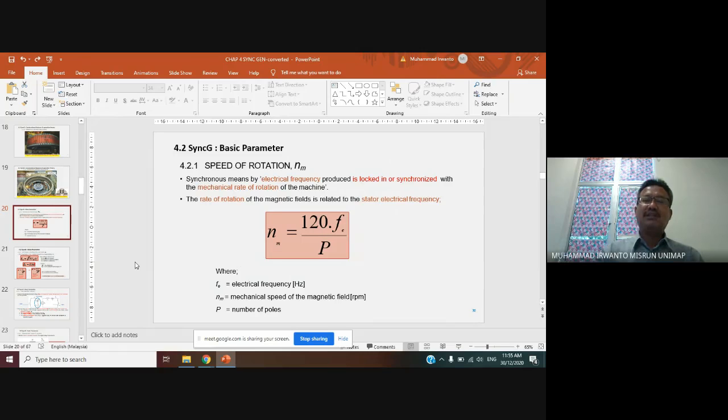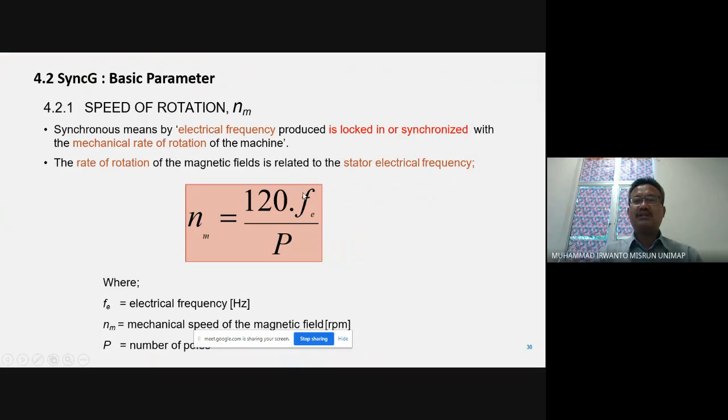Fe is the electrical frequency. And P is the number of poles. The number of poles is constructed by the number of poles of the rotor or stator.